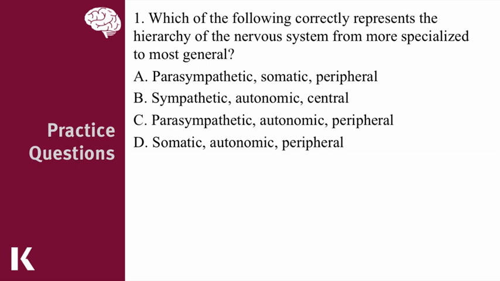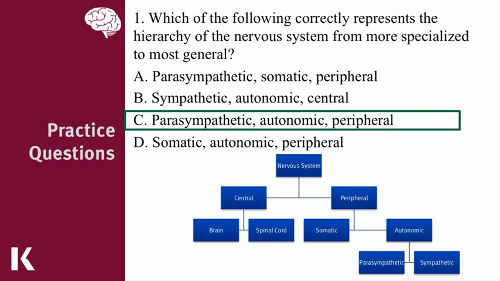Now that we've completed this review, we can approach questions that ask us to identify the organization of our nervous system, such as this one. And the correct answer is C. This is the only answer option that correctly describes going from a very specific part of our nervous system to a more general part of the nervous system in the correct order.